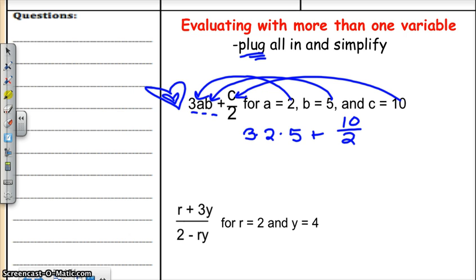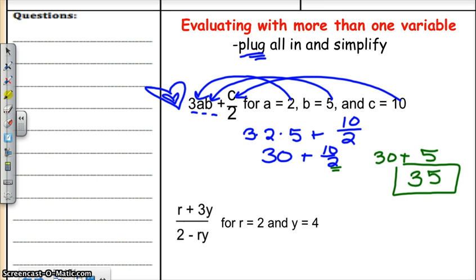3ab meant 3 times a times b. A was 2, b was 5. Now, I have multiplication and division, so I do both parts. 3 times 2 is 6. 6 times 5 is 30, plus 10 over 2. Order of ops tells me I need to do the division next. So it's 30 plus 10 over 2 is 5. Final answer of 35.